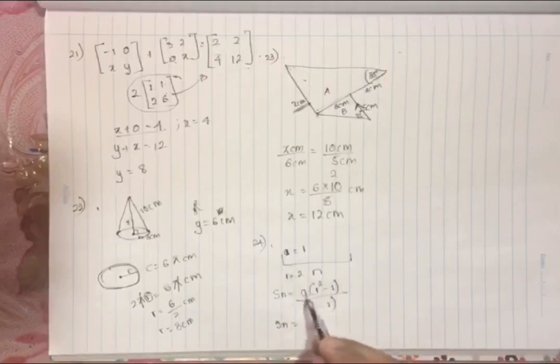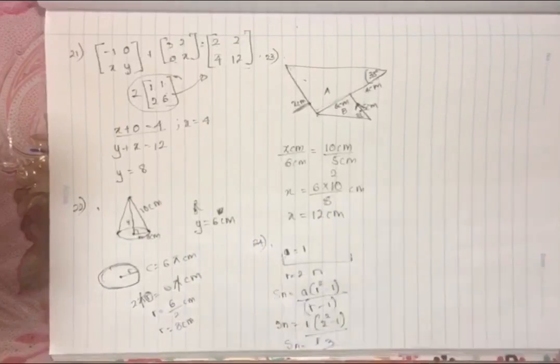So what is our first term? You have 1. r to the power n, where r is equal to 2. 2 to the power n minus 1. Here you have 2 minus 1 is equal to 1. Therefore Sn is equal to 2 to the power n minus 1. That's all.